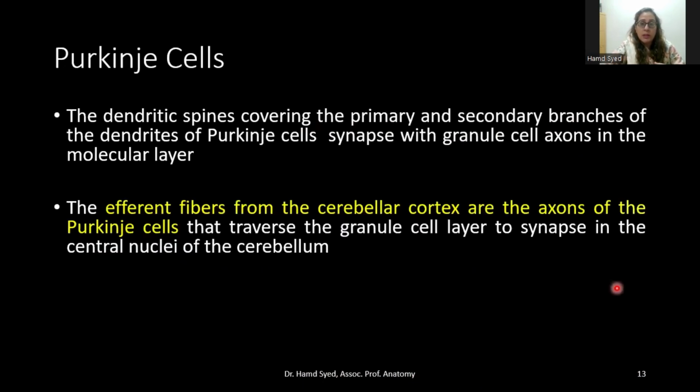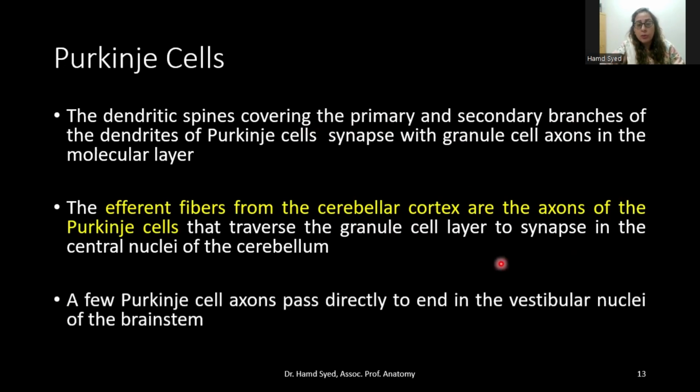And what about the efferents? The efferent fibers, that is the fibers which are leaving the cerebellar cortex. Remember, they are the axons of the Purkinje cells that will pass through the granule cell layer, and then go deeper into the white matter to synapse with the central nuclei of the cerebellum. A few Purkinje cell axons will also bypass the central nuclei of cerebellum to directly end or synapse in the vestibular nuclei of the brainstem.